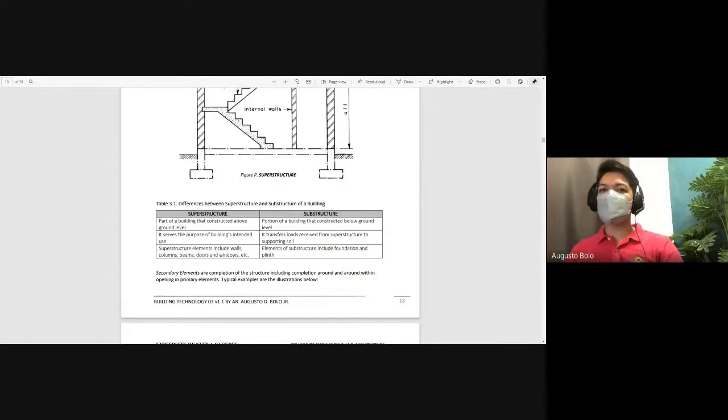So we have here a table showing the difference between superstructure and the substructure. Angeline, kindly please read the difference between superstructure and substructure. Okay po.